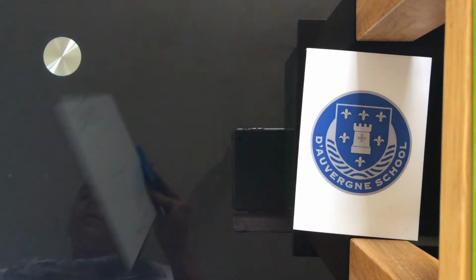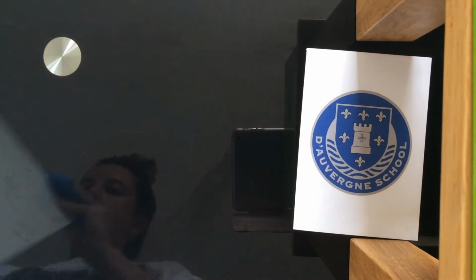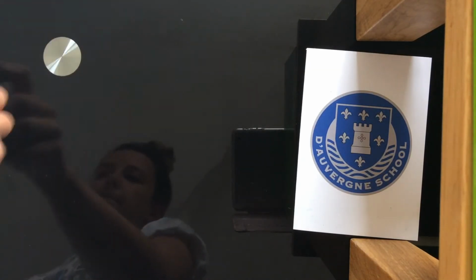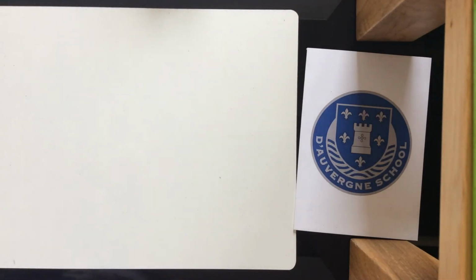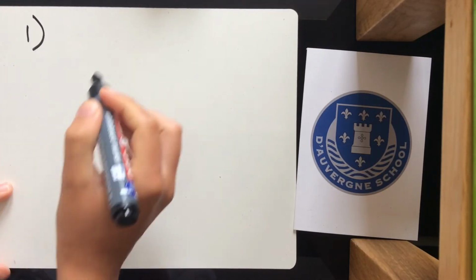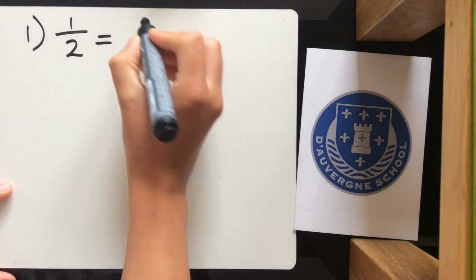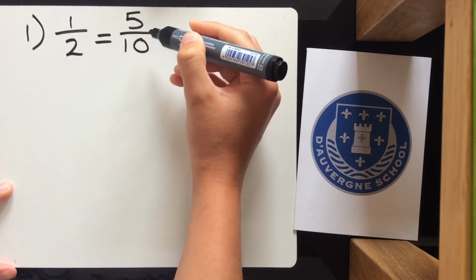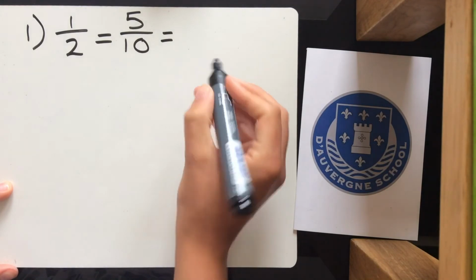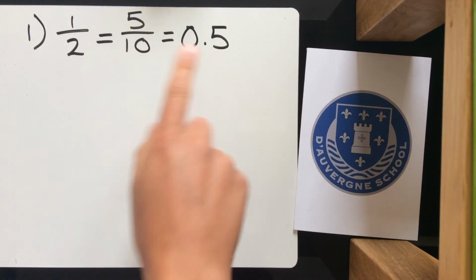Right, so let's have a look. Let me get my whiteboard. Number 1. 1/2 is the same as 5 tenths, because we know that 5 is half of 10. Or it can be written as 0.5. Okay, because we write 5 tenths as 0.5.